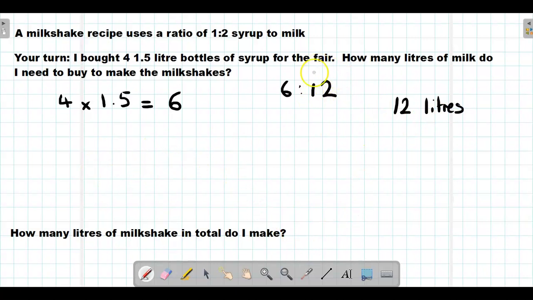Now this final bit here, how many litres of milkshake in total do I make? This is where your ratio is going to help you because it's asking for the whole. Just like we had on that first page, how much have you got when you put everything together? To work that out, I'm going to do 6 plus 12. So I'm going to add my 6 litres of syrup and my 12 litres of milk. 6 plus 12 is in the 6 times tables, it's 18. So in total, I'm going to be making 18 litres of milkshake.